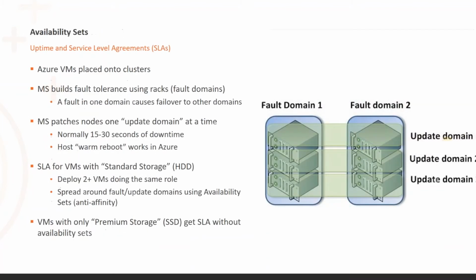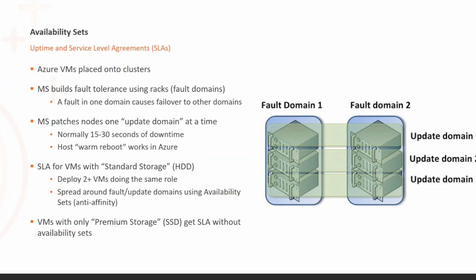So how do we get an SLA for our virtual machines? Well, there is an SLA, and it's applied in two different circumstances. But what I will say before that is the actual uptime of your virtual machines is extremely high. It's something like 99.95%. So even if you don't qualify for an SLA, you still have very high levels of uptime for your virtual machines.